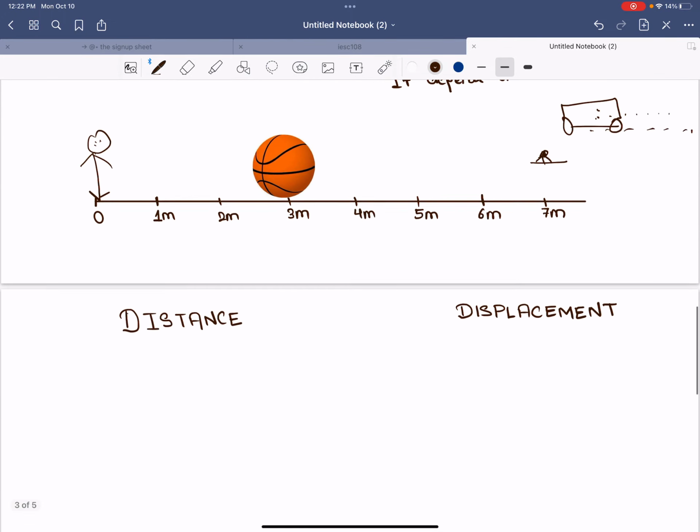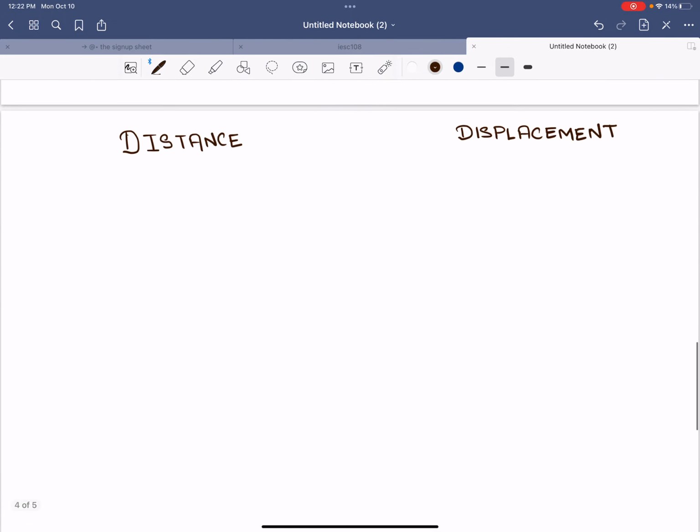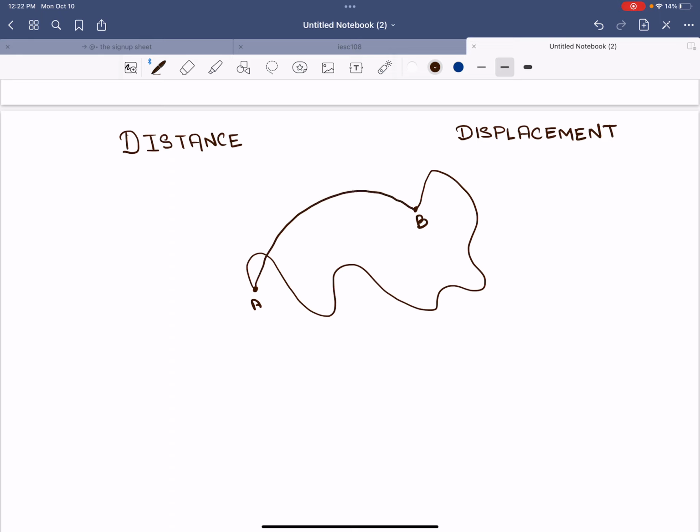All right, moving on to the second big topic, displacement and distance. This is very simple. Imagine that there are 2 points. This is point A, this is point B. And you have to get from point A to point B. You can do whatever. Like you can do this and then come to this point. Or you could just go like this and come to this point. So let's call this path 1, the first one. Let's call this path 2, the second one.